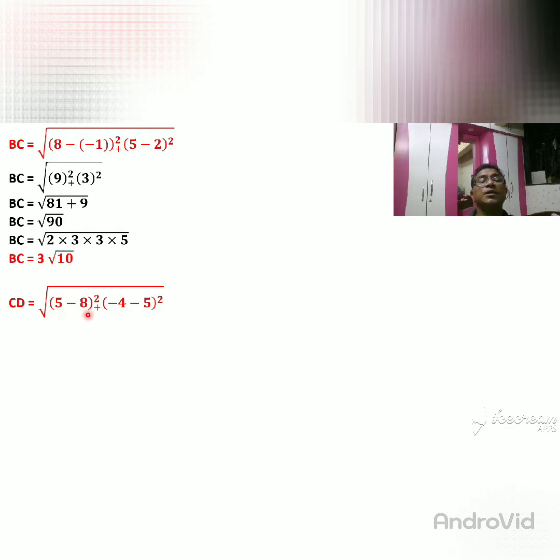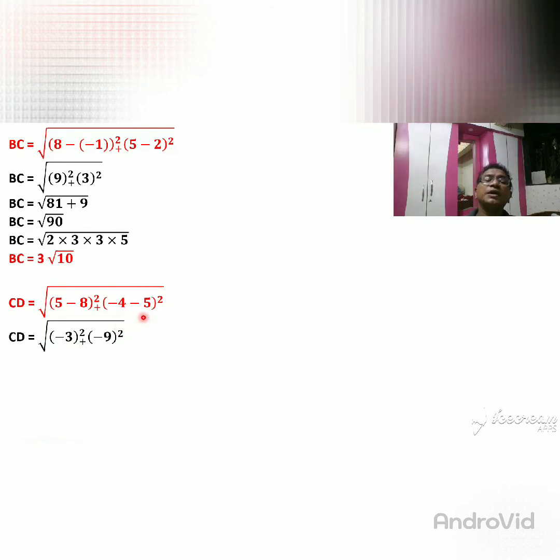So 5 minus 8. Then it is y2 minus y1: minus 4 minus 5. So 5 is positive, 8 is negative, the signs are not the same, so subtract. 8 minus 5, what remains? 3. So minus 3, in bracket square.